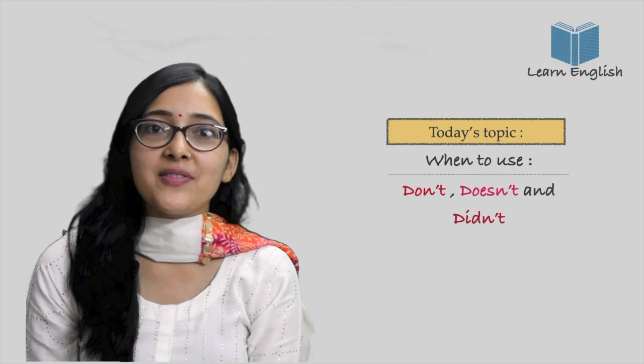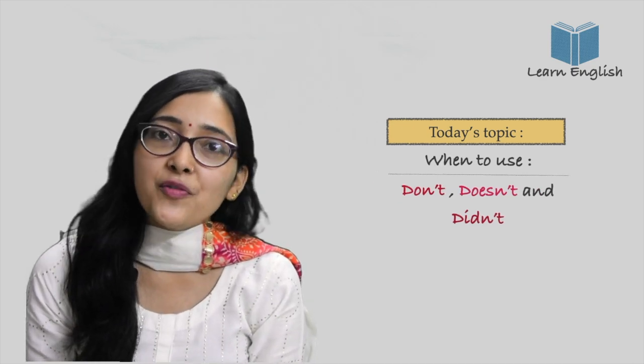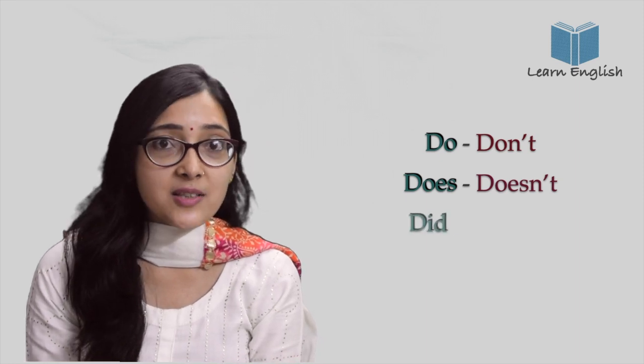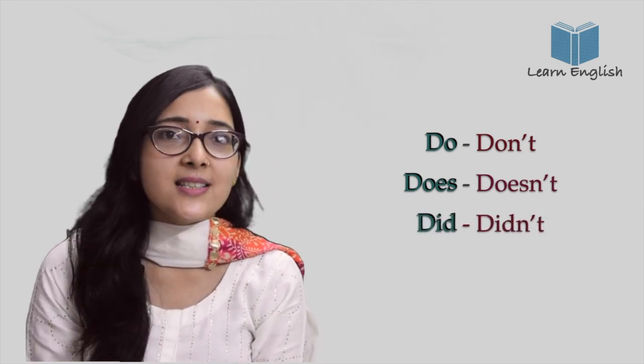This video is in continuation to the previous one, do, does and did. Today I'll be teaching you how to make negative sentences. First, the forms will change. Do becomes do not or don't in short. Does becomes does not and did becomes did not or didn't.